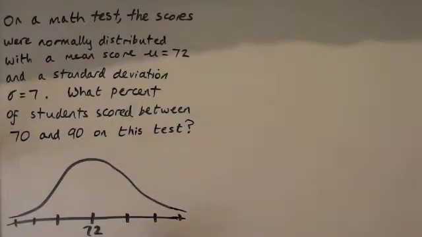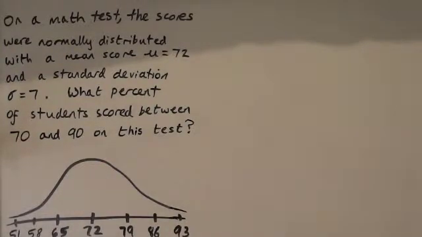So if the standard deviation is 7, then here would be 79. And we go up another 7, that would be 86. And another 7, 93. And then if we go back 7, this would be 65 here. And another 7 from 65 would be 58. And then 51.